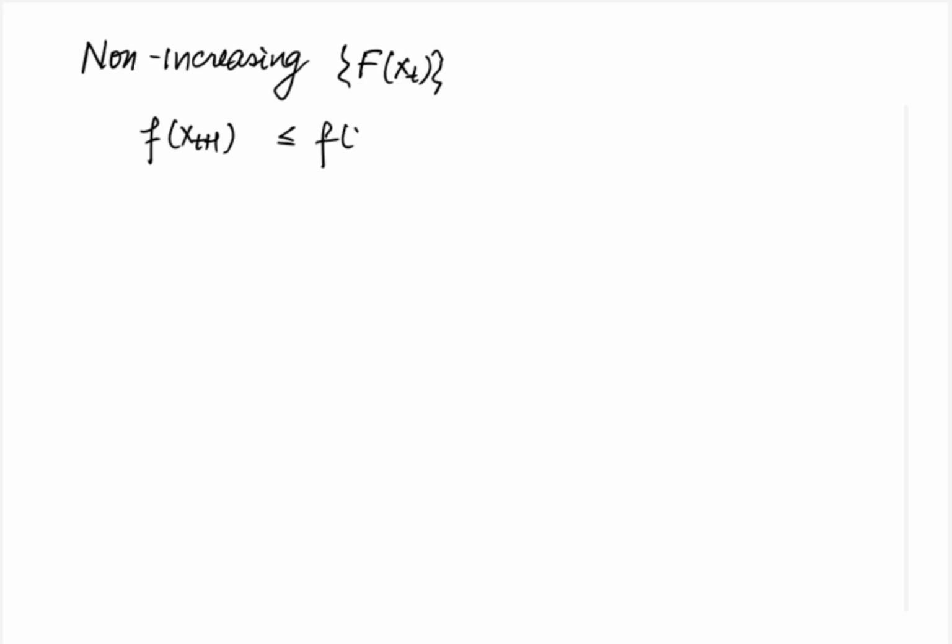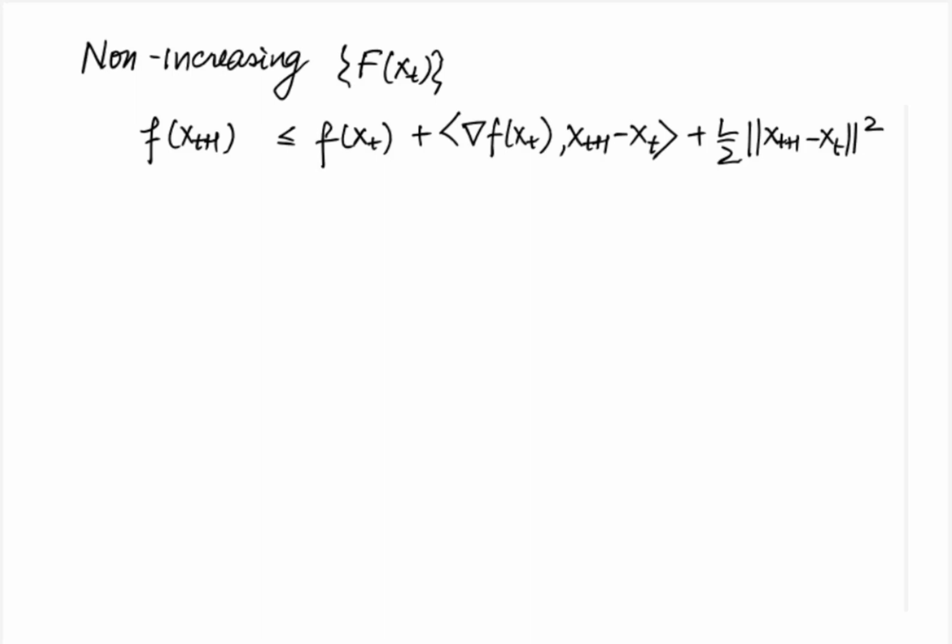The oracle complexity for the general smooth case follows from the non-increasing function property that we will now establish. We start with applying the quadratic upper bound for f, which is the smooth function. So f of xt plus 1 is less than or equal to f of xt plus gradient f of xt inner product with xt plus 1 minus xt plus L by 2 norm square of xt plus 1 minus xt.